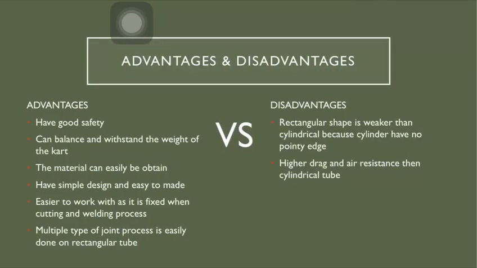Okay, and these are the advantages and the disadvantages for using this material. The advantages are have good safety, can balance and withstand the weight of the cart, the material can be easily obtained, have simple design and easy to be made, easy to work with as it is fixed when cutting and welding process, multiple type of joint process is easily done on rectangular tube. Whereas the disadvantages are rectangular shape is weaker than cylindrical because cylindrical have no pointy edges, and high drag and resistant than cylindrical tube.